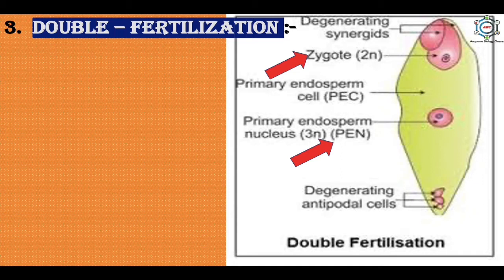Why triploid? Because you know that the secondary nucleus has 2 polar nuclei, so it is a 2n condition, and after the addition of an extra nucleus by the male gamete, it is converted into the 3n condition. So the formation of the primary endosperm nucleus is called triple fusion or vegetative fertilization, and these two acts of fertilization are called double fertilization. This was first given by Nawaschin in Fritillaria and Lilium.